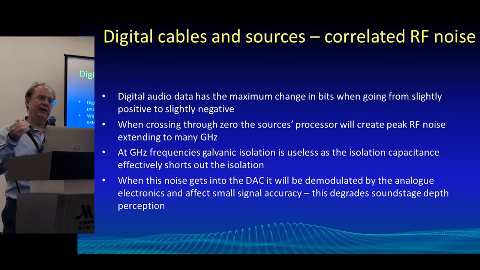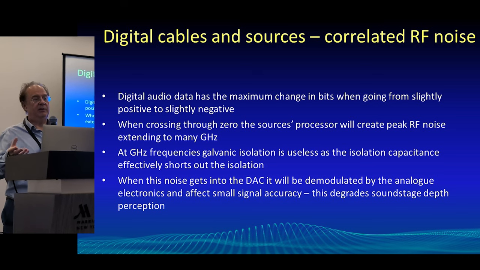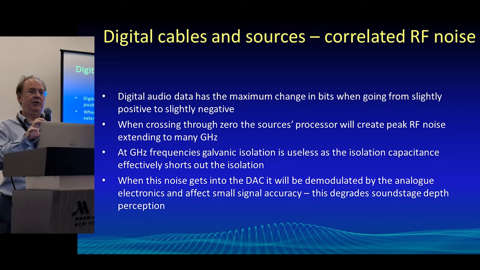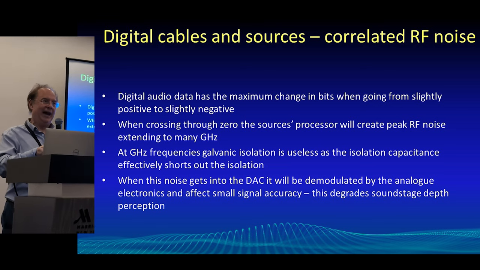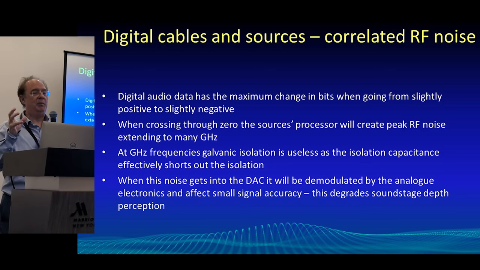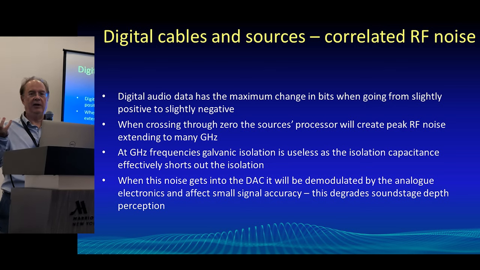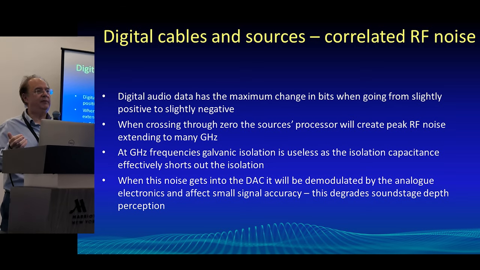So when this correlated RF noise at gigahertz gets into the DAC, the analog circuitry will demodulate this noise, turn it into audio bandwidth noise. So you've now got audio bandwidth noise in the DAC that's corrupting your small signals. And this will make the small signal slightly bigger or slightly smaller than it should be. And what this does is degrade your perception of depth.